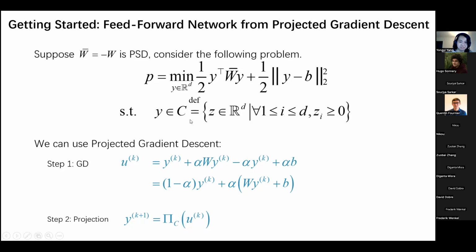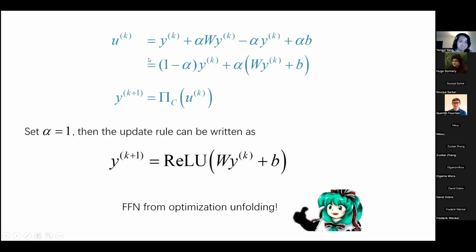And this C is the constraint here. Basically, this C is the space where all entries of the vector are non-negative, greater than or equal to 0. So we can do a projected gradient descent like this, and this is very simple. Looking at these equations, if we set alpha to be 1, notice that this projection to the set C is exactly the ReLU activation function that we use every day. If we set alpha to 1, then the whole update rule can be written as this.